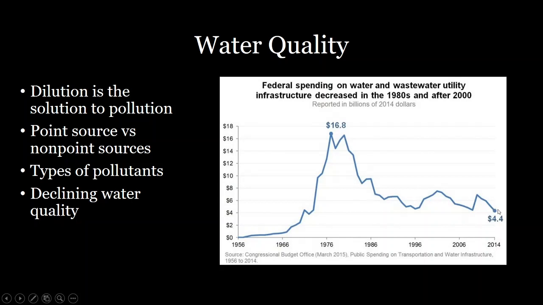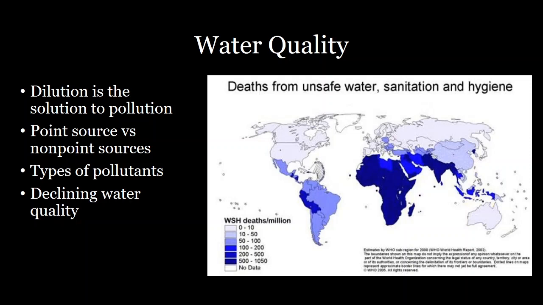So that's definitely a dramatic decrease in how much cities and the federal government are spending to make sure our water quality is safe. And as a result, we see that there are a number of deaths that are caused by unsafe drinking water and decreases in hygiene from those water quality issues. So these are the number of deaths per million people.